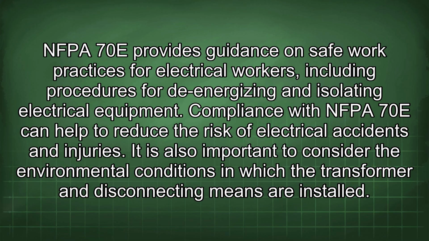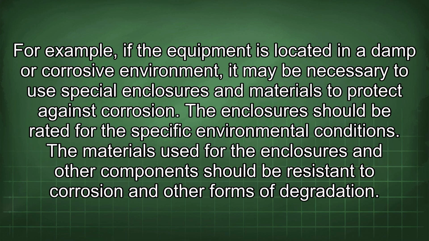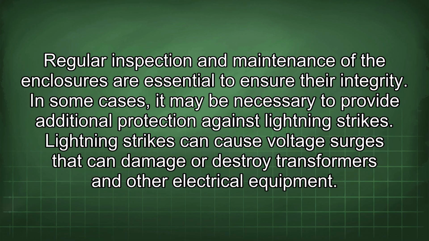It is also important to consider the environmental conditions in which the transformer and disconnecting means are installed. For example, if the equipment is located in a damp or corrosive environment, it may be necessary to use special enclosures and materials to protect against corrosion. The enclosures should be rated for the specific environmental conditions. The materials used for the enclosures and other components should be resistant to corrosion and other forms of degradation. Regular inspection and maintenance of the enclosures are essential to ensure their integrity.